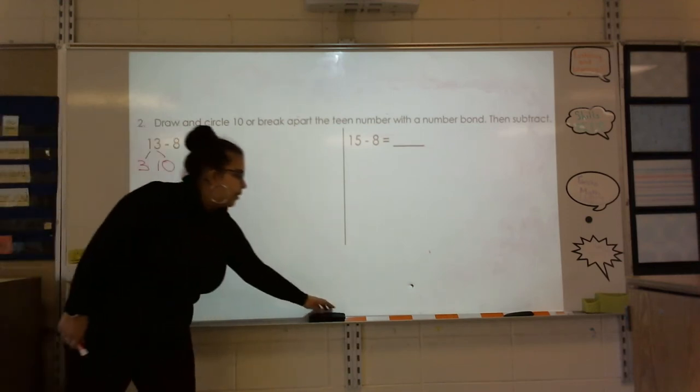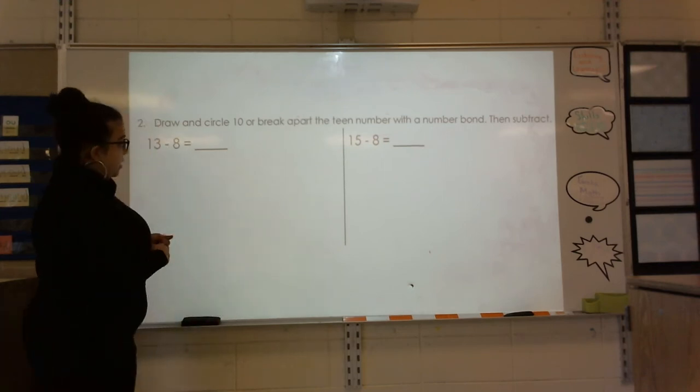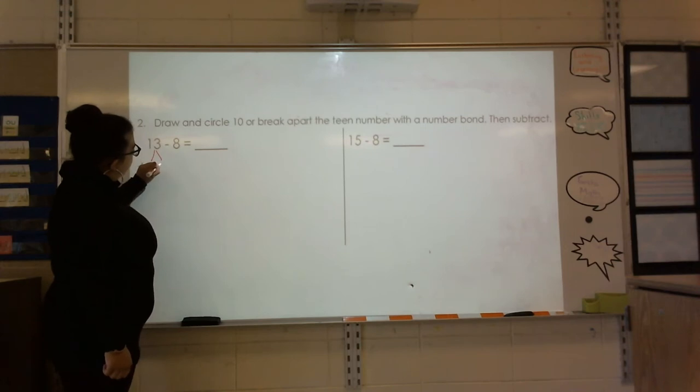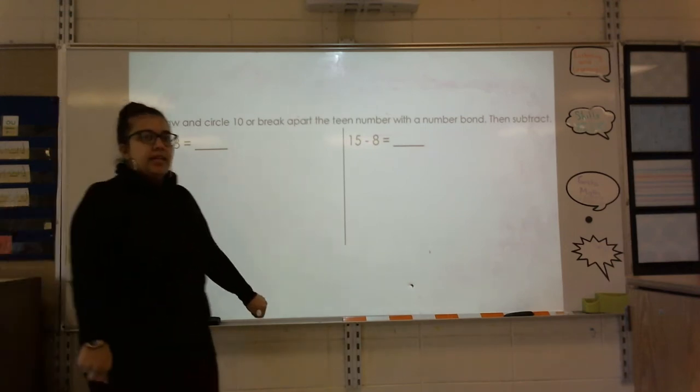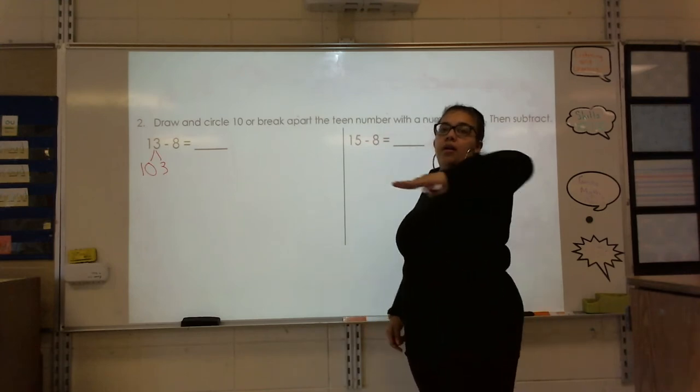I'm going to put them on the correct side because we're going to start making sure that we see them that way, and then we will write number sentences to show what happens next. So we broke 13 into pieces. We broke it into 10 and 3. So now we can do our subtracting.